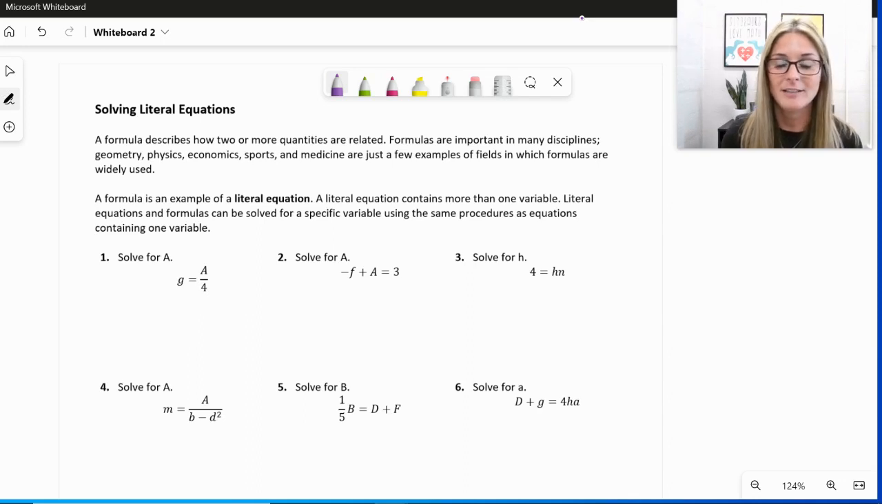A formula is an example of a literal equation. A literal equation contains more than one variable. Literal equations and formulas can be solved for a specific variable using the same procedures as equations containing one variable.